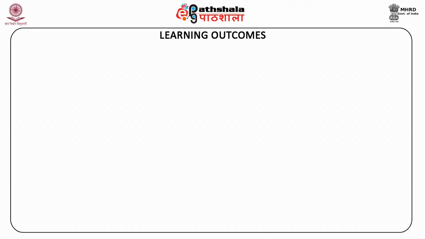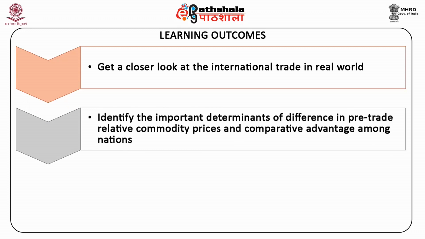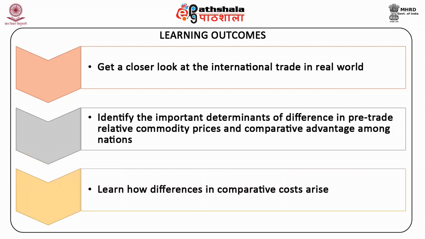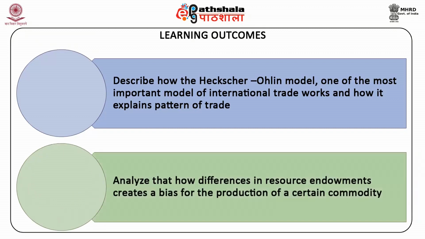After studying this module, you shall be able to get a closer look at international trade in the real world, identify the important determinants of differences in pre-trade relative commodity prices and comparative advantage among nations, and learn how differences in comparative costs arise. You shall be able to describe how the Heckscher-Ohlin model, one of the most important models of international trade, works and how it explains patterns of trade. Analyze how differences in resource endowments create a bias for the production of a certain commodity.